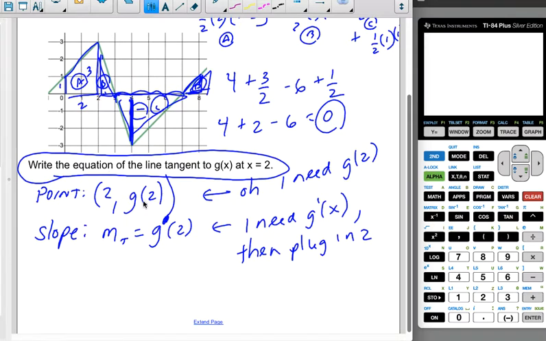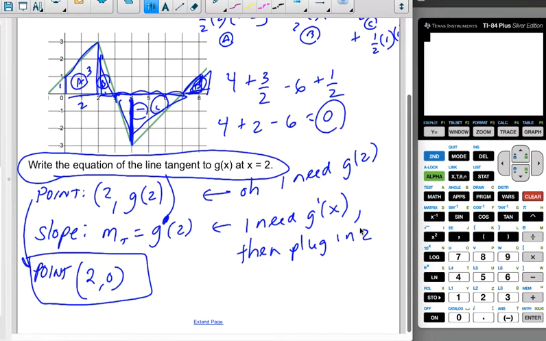Okay, so now I have my point. I know that it's, so first part of my work is done, right? My point, after all that work, was 2, 0, which seems kind of crazy, but it is what it is, right? Now I need my slope.